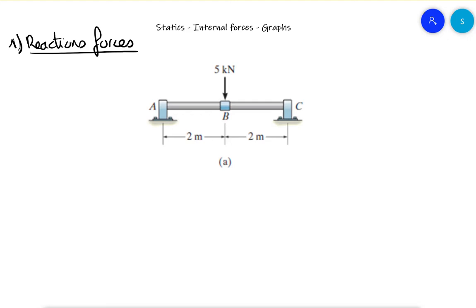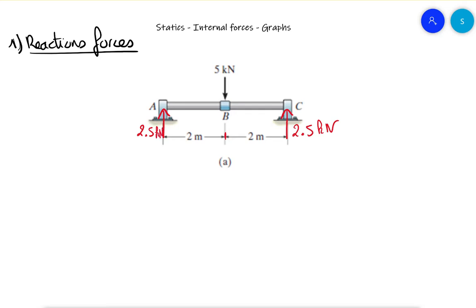Okay, so we have this 5 kilonewton in the middle. So we have two reactions. Vertical reactions, we don't have any horizontal reaction because the sum of the forces equals 0. And we can also solve the moment about C. So we have 5 times 2, that is equal to NA times 4. So NA is 2.5 kilonewton and NC is 2.5 kilonewton.